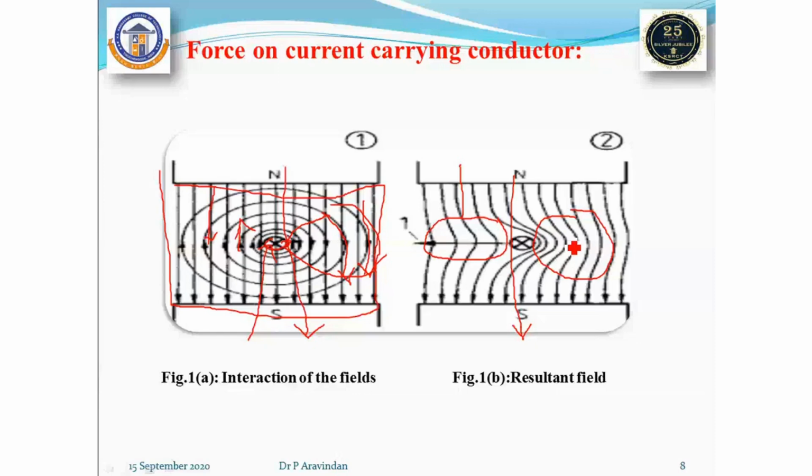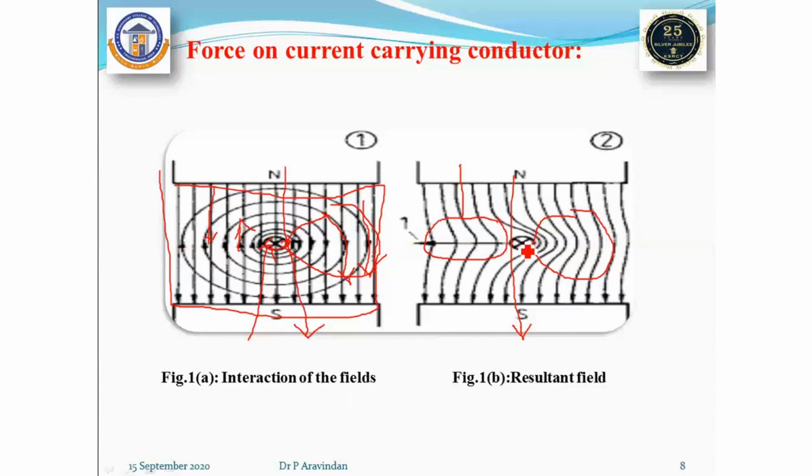Once you have a stretched rubber band in your hand, suppose you release any forces on the rubber band, it will take a straight line path. Here also you have to recall the same thing. It is a stretched rubber band. So in this stretched rubber band, the force will always act on the conductor.